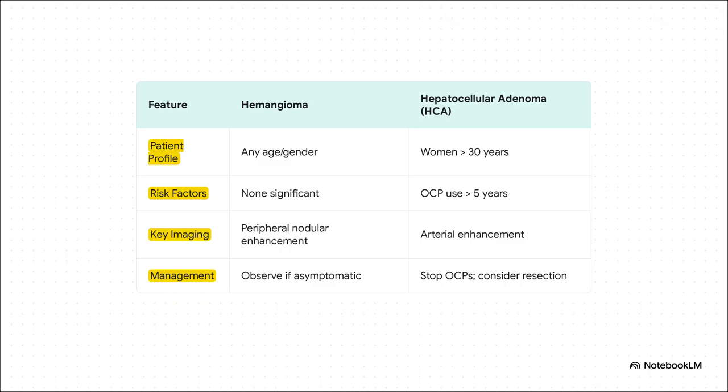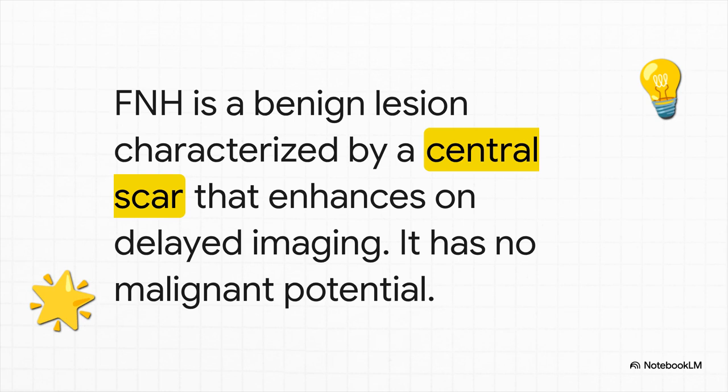Then, on the other hand, you have the hepatocellular adenoma, or HCA. Your spidey sense for this one should be tingling in a woman over 30, especially if she has a long history of oral contraceptive use. And the first step in management? It's often as simple as stopping the OCPs. And rounding out our top 3 benign players is FNH, or focal nodular hyperplasia. The one thing to really lock in for FNH is that central scar you'll hear radiologists talk about. It's a classic buzzword that really helps point you in this direction, especially when you see it in a patient who's otherwise totally healthy and has no cirrhosis.